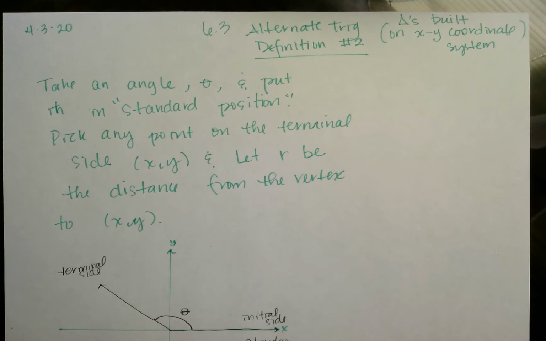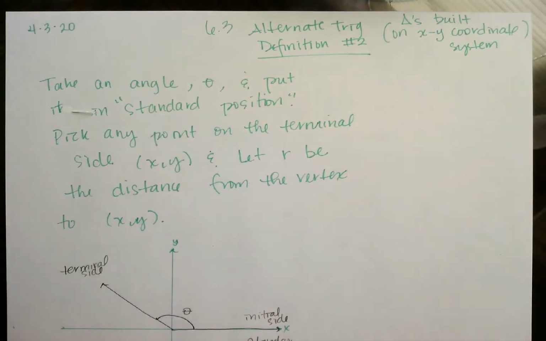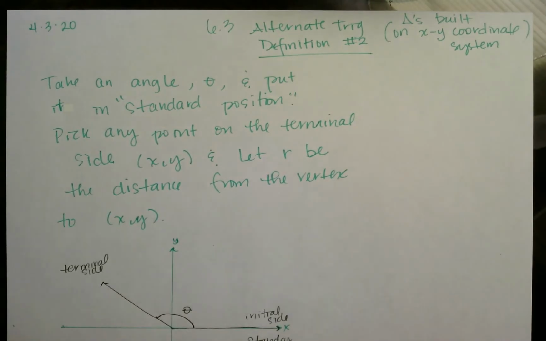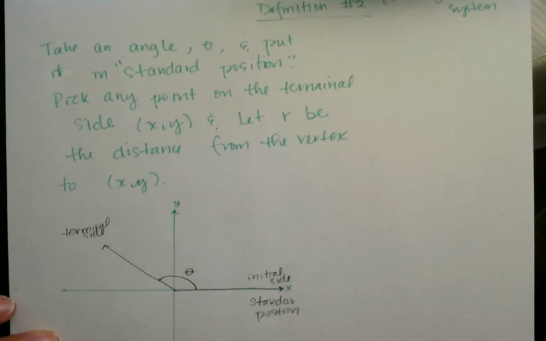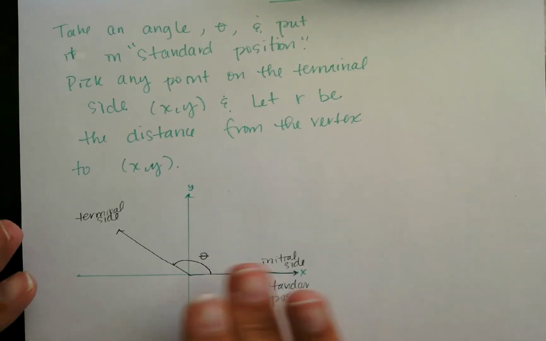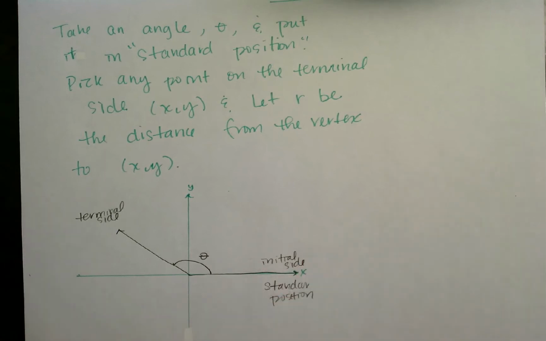You'll see. Alright, so take an angle theta, put it in standard position. Pick any point on the terminal side x, y, and let r be the distance from the vertex to x, y. So I have my XY coordinate system, okay? Not necessarily on a unit circle, okay? We'll talk about that in a minute.